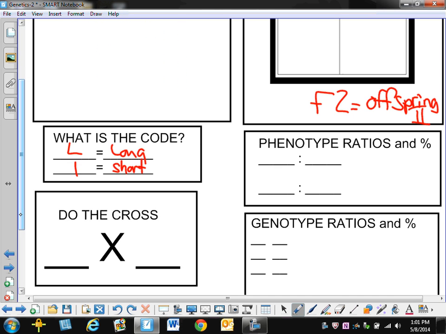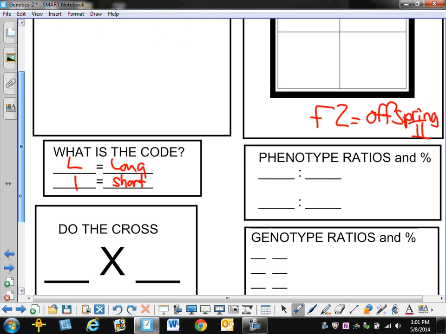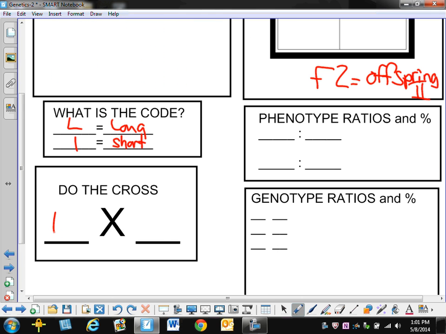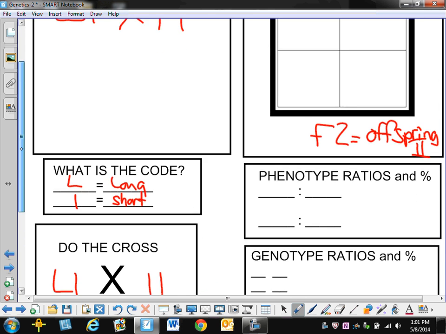Do the cross. We're going to do a big L and a little l and a little l. This is heterozygous, just to reinforce that. Heterozygous. This is homozygous. They're the same. Homozygous. All right? So now we're going to do our cross.